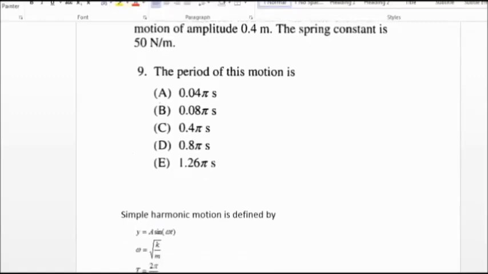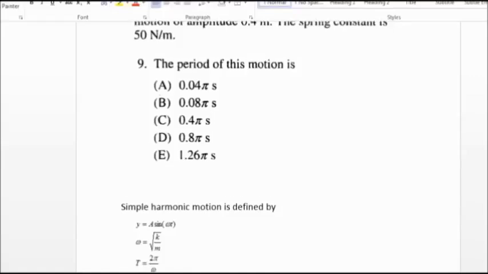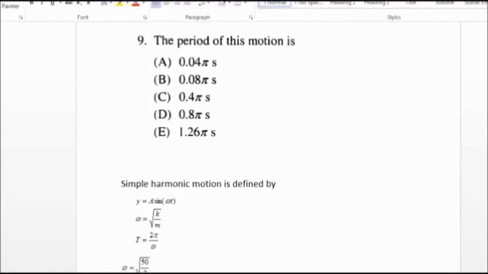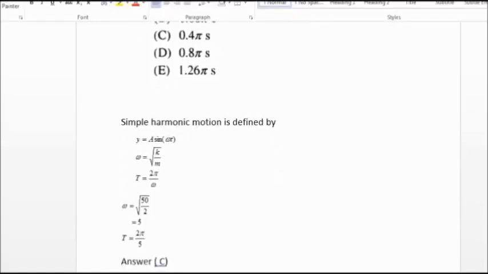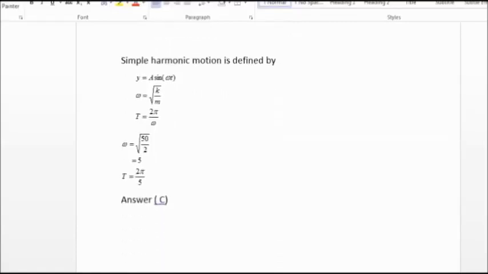Then the time period is given by 2 pi by omega. Substituting the values, we get the time period as 0.4 pi seconds. The answer is C. That is 2 pi by 5, which is 0.4 pi.